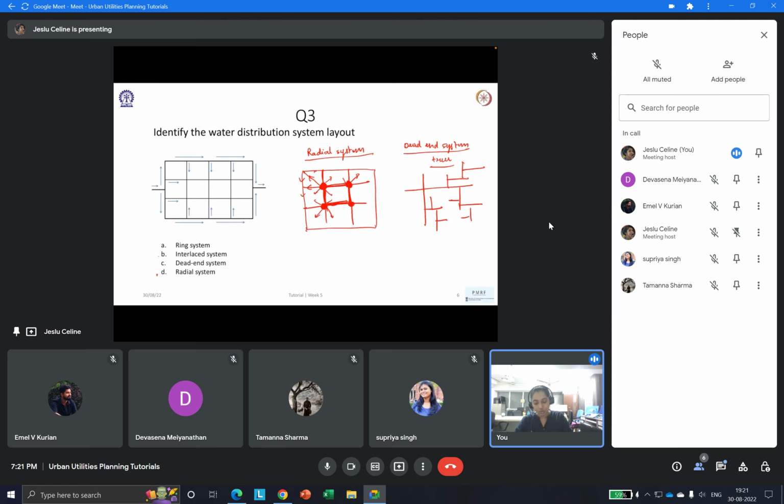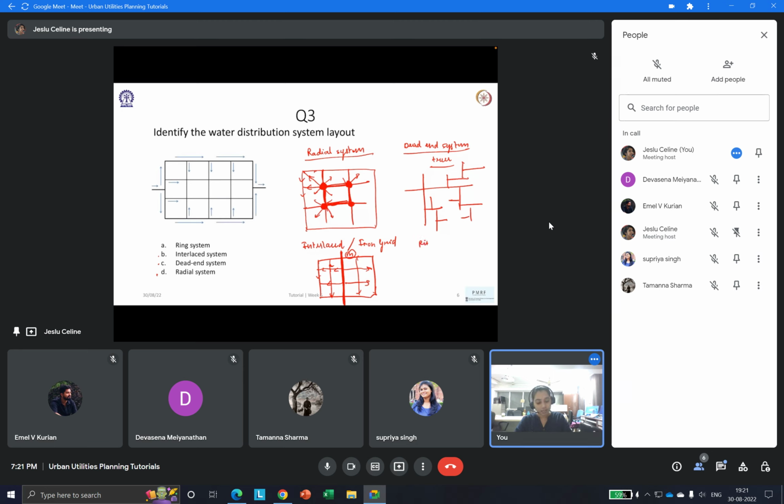Then the next option talks about an interlaced form. What is an interlaced form? It is also known as the grid iron form, where it is completely rectilinear, a completely laced form, and you have a main running over here. From the main, you have all these different arteries coming out, but in a proper grid manner. So it is again a completely looped system.